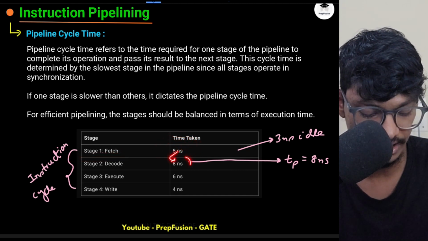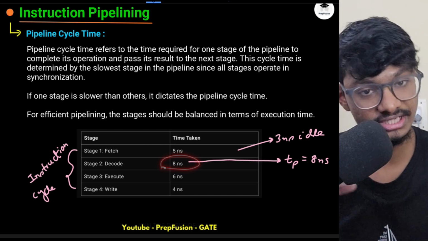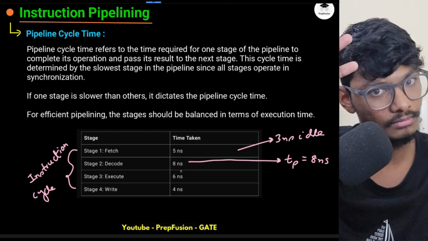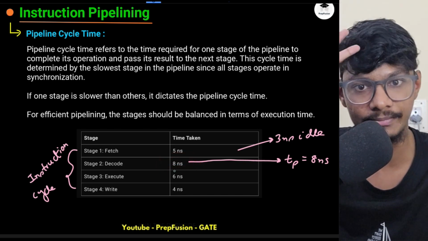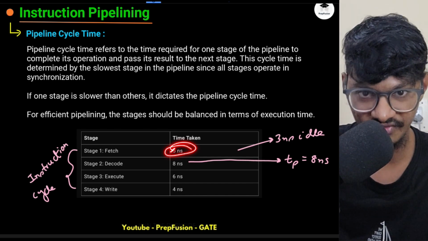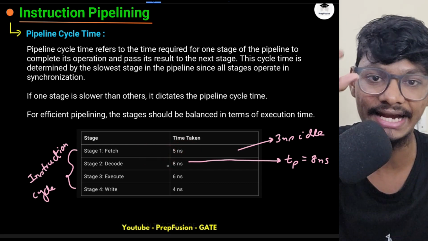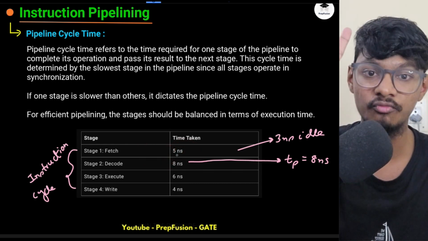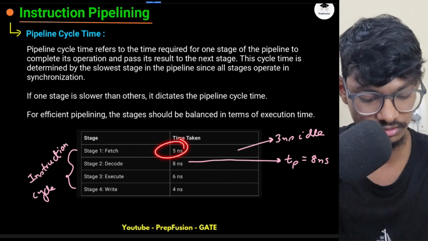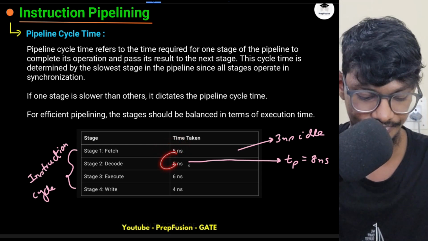After 5 nanoseconds, I can directly go to stage 2 because there is no situation where stage 2 is currently performing some other task. No, everything is independent. Everything is happening sequentially. So after fetching the instruction, I can directly give it to stage 2 because it is idle. It is already free. Only one stage works at a time. So stage 1 has happened. 5 nanoseconds have gone and instantly I gave it to stage 2.